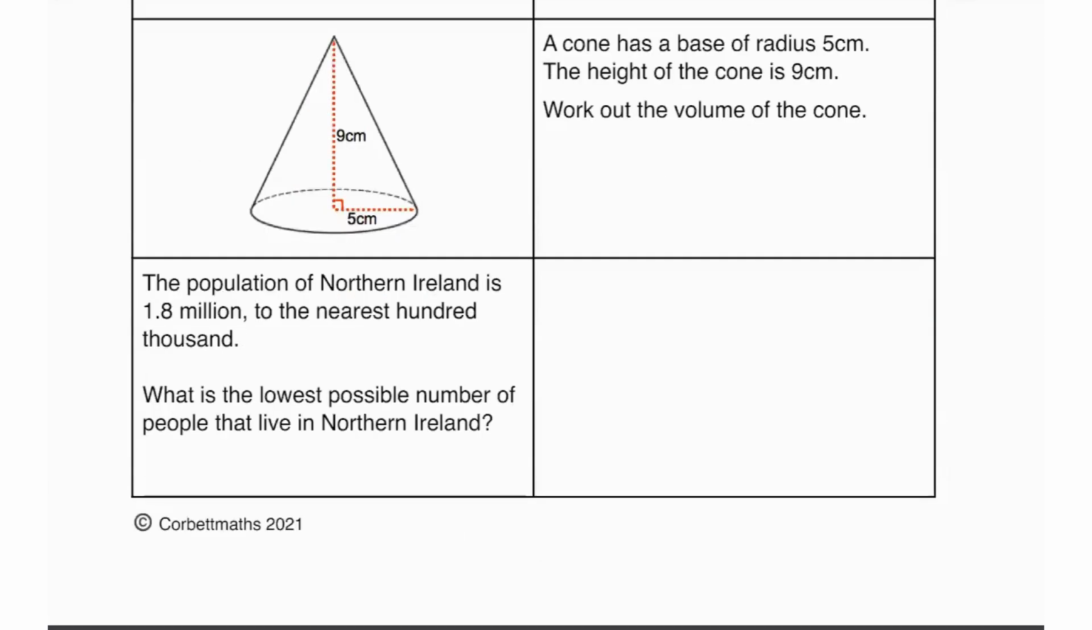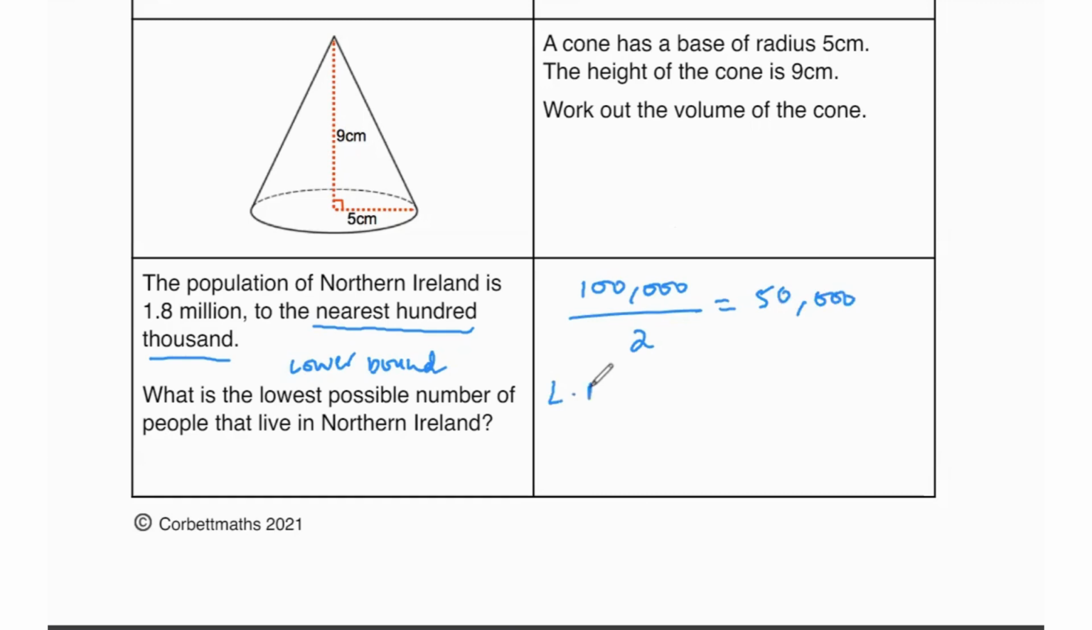Next question says that the population of Northern Ireland is 1.8 million to the nearest 100,000. That's the degree of accuracy. What is the lowest possible number of people that live in Northern Ireland? So to find the lowest possible number of people, that means we're finding the lower bound. So for the lower bound, first we will divide the degree of accuracy by 2. So 100,000 divided by 2 is going to be 50,000.